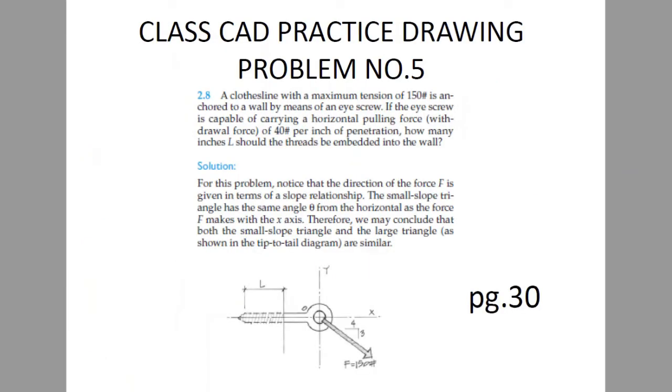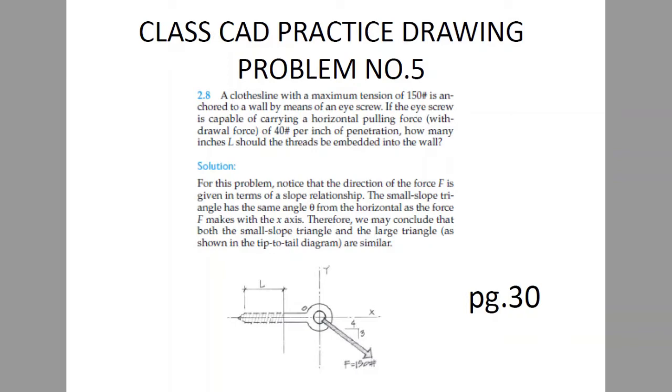Let's take a look at Class CAD practice drawing problem number 5. Problem 2.8 reads, a clothesline with a maximum tension of 150 pounds is anchored to a wall by means of an eye screw. If the eye screw is capable of carrying a horizontal pulling force, withdrawal force, of 40 pounds per inch of penetration, how many inches L should the threads be embedded into the wall?